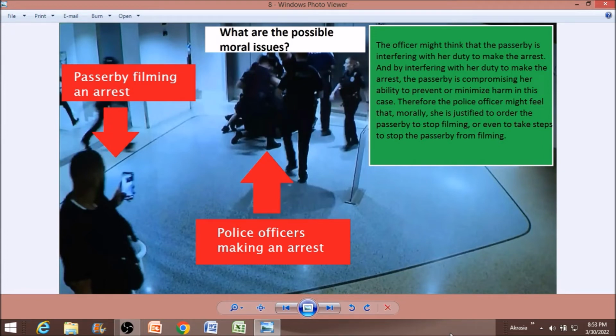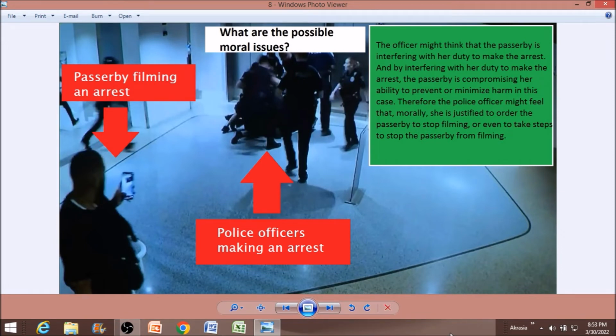And by interfering with your duty to make the arrest, the passerby is compromising your ability to prevent or minimize harm in this case. Therefore, you as a police officer might feel that morally you are justified to stop the passerby from filming, or maybe even to just merely order her to stop.